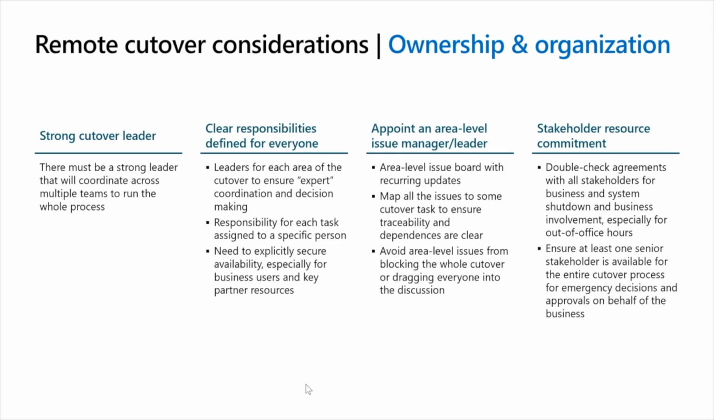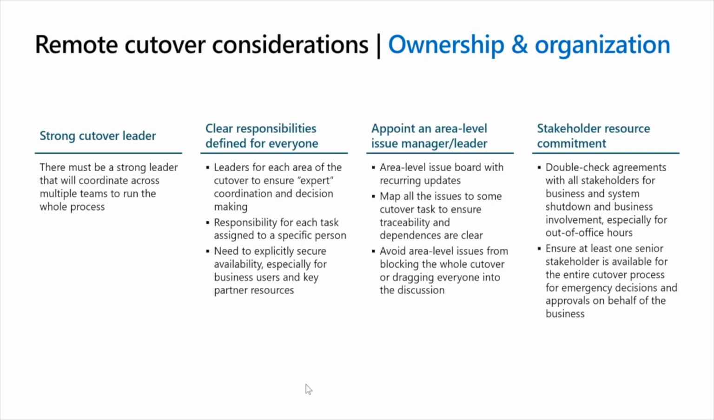Appoint an area level issue manager and a leader. So for example, if your cutover includes finance, manufacturing, customer engagement, make sure you've got somebody managing each of those specialist teams, so that you've got somebody to go to for decisions, approvals. Also think of having an issues manager that essentially picks up the issue and deals with the issue without disturbing the rest of the team and what they're doing.